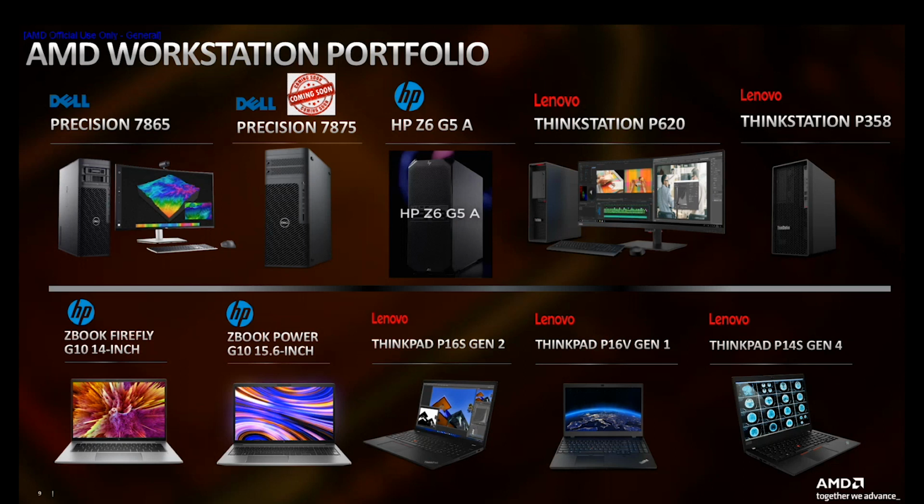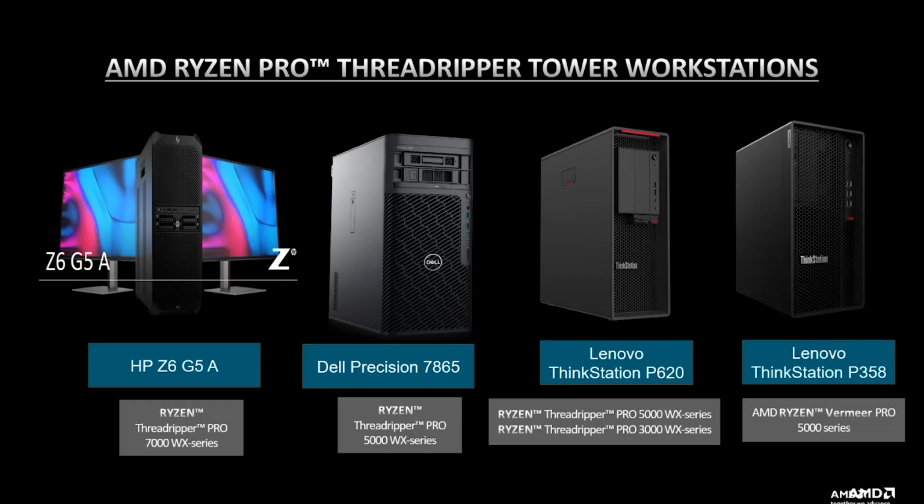And of course, giving you a brief about what processors each tower workstation has, like HP Z6 G5A comes with Threadripper Pro 7000 series WX processor, whereas Dell 7865 comes with 5000 series of processor, and Lenovo P620 comes with 3000 and 5000 series of processor, and Lenovo P358 comes with 5000 series of processor.